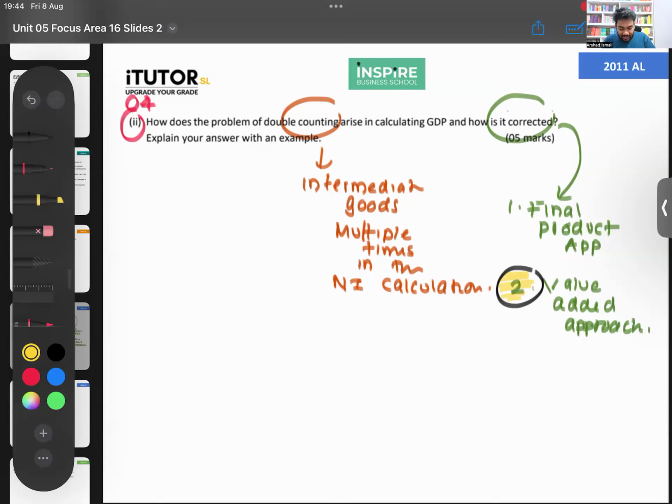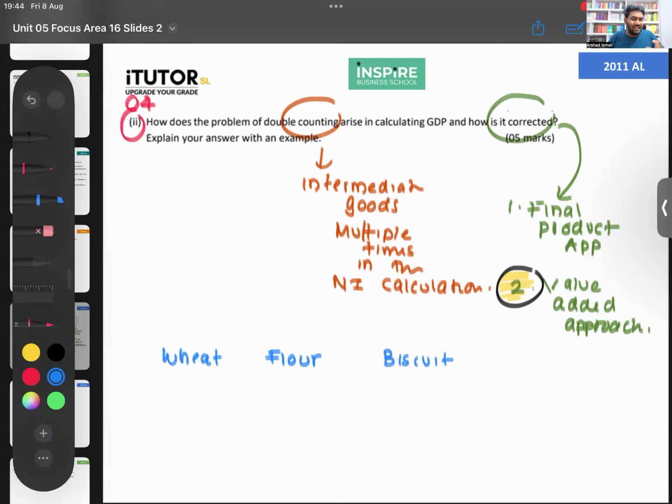Okay. Right. So now you have to explain this answer with an example. Remember, whoever the teacher who taught you would have done this with an example. I also would have taught you this with an example. We talked about, for example, the wheat producer. Then we talked about a producer making flour. Then we talked about a producer making biscuit.